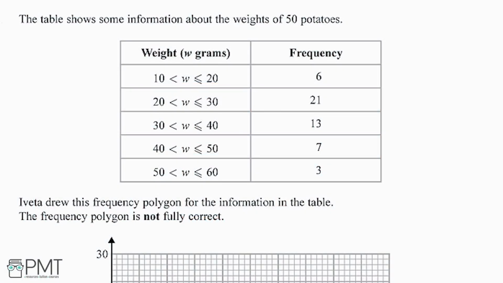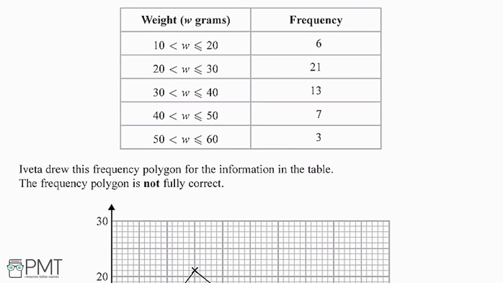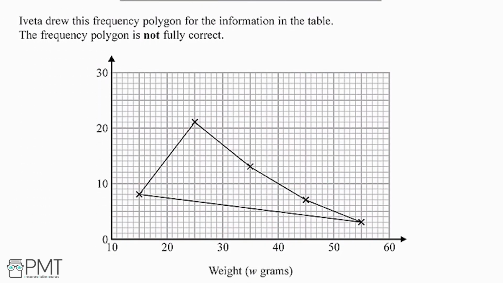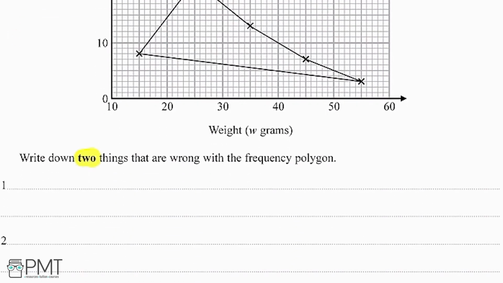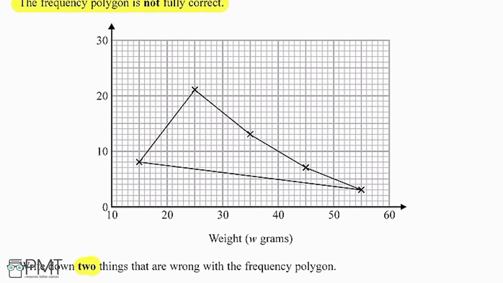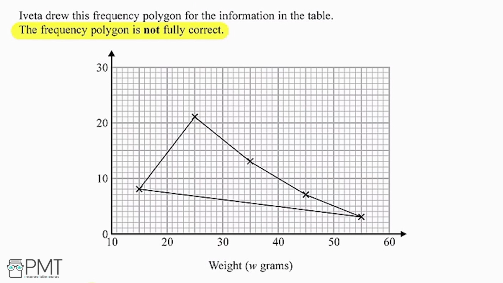The table shows some information about the weights of 50 potatoes, and this frequency polygon was drawn for the information in the table. However, we're getting told here that the frequency polygon is not fully correct, and we need to write down two things that are wrong with the frequency polygon. So first thing I'm going to do, I'm going to ignore the data for the minute. I'm just going to look at the graph. And there's something that jumps out to me straight away that's wrong about the graph. And that's because we haven't labelled the y-axis.